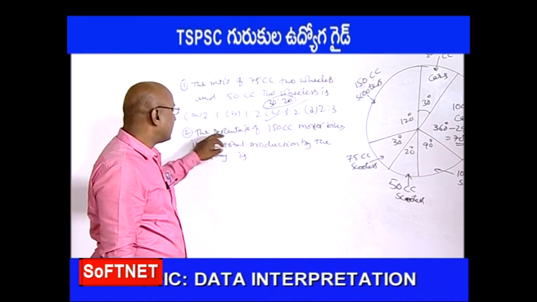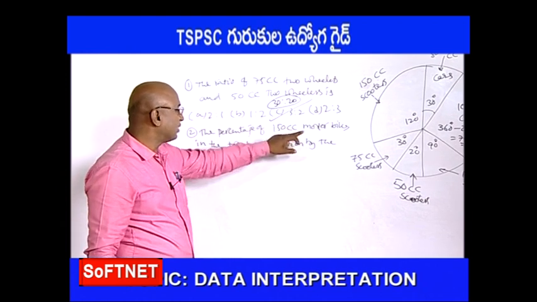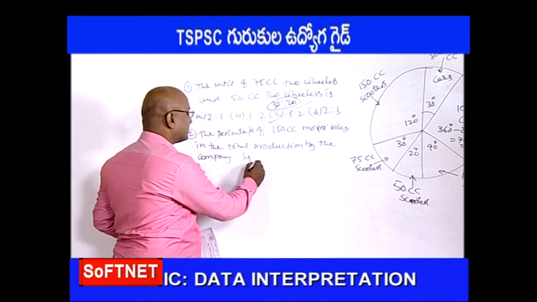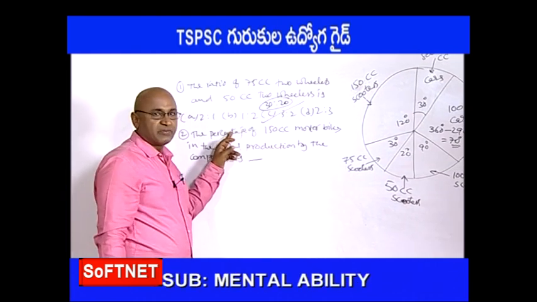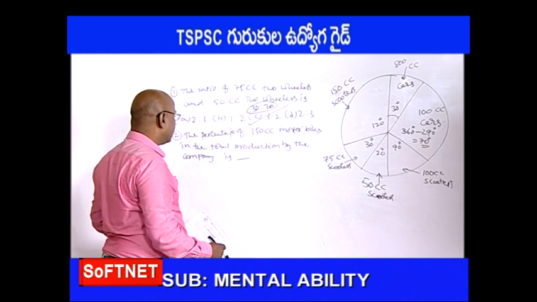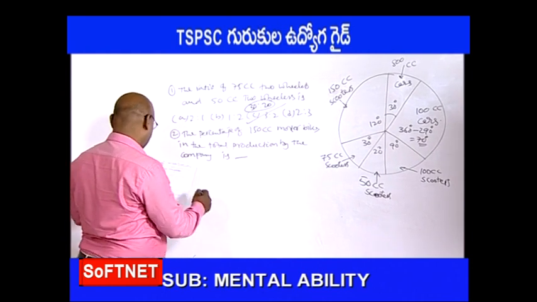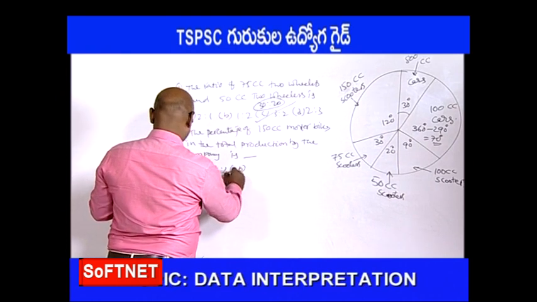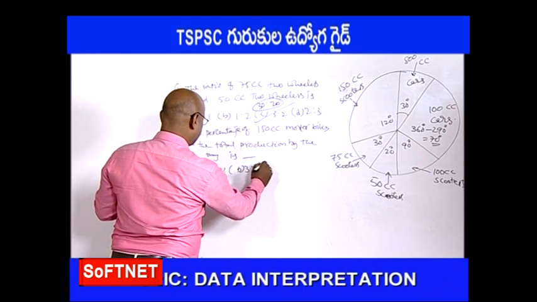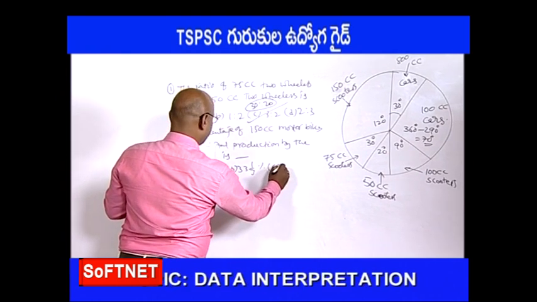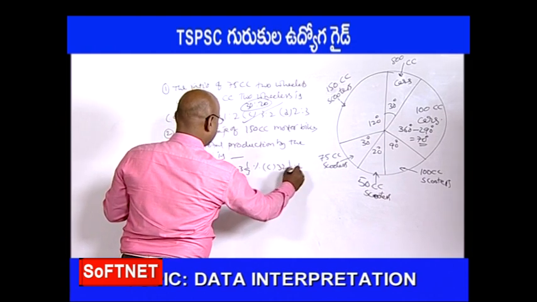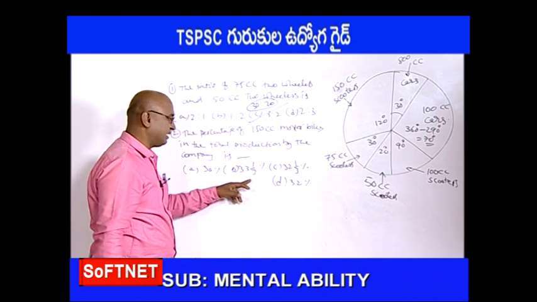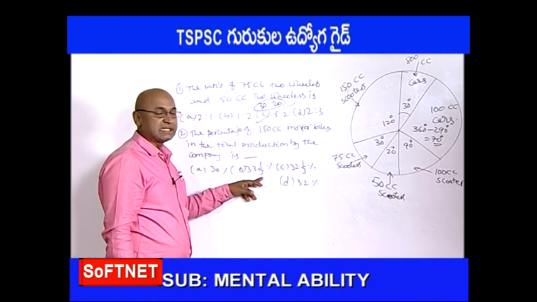Next problem. The percentage of 150cc motor bikes in the total production by the company is. What is the percentage of 150cc motor bikes in the total production by the company? Options are like this. A 30%, B 33 1/3%, C 32 1/3%, and D it is 32%. See, the values are very nearer. So we must find out exactly.